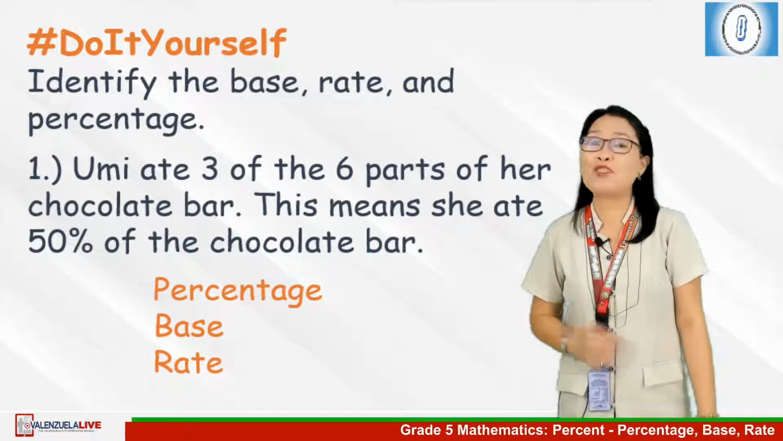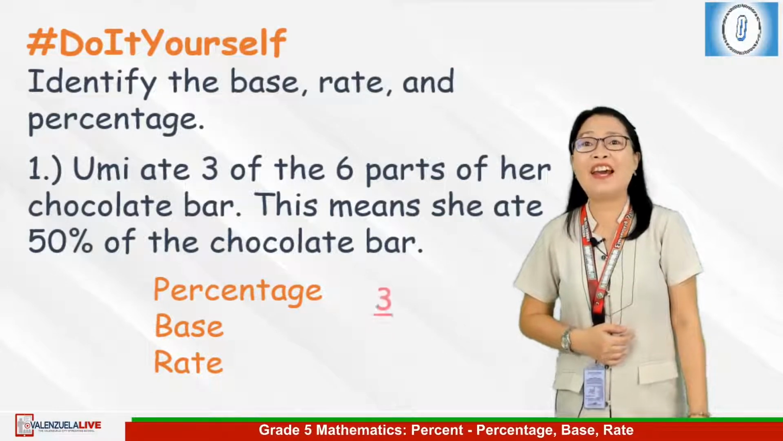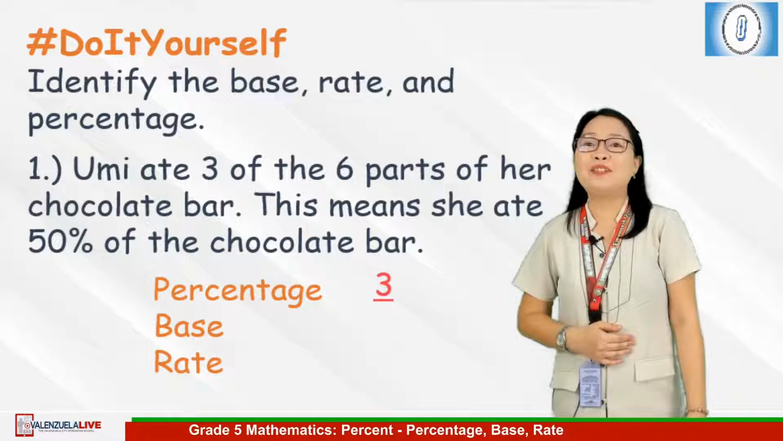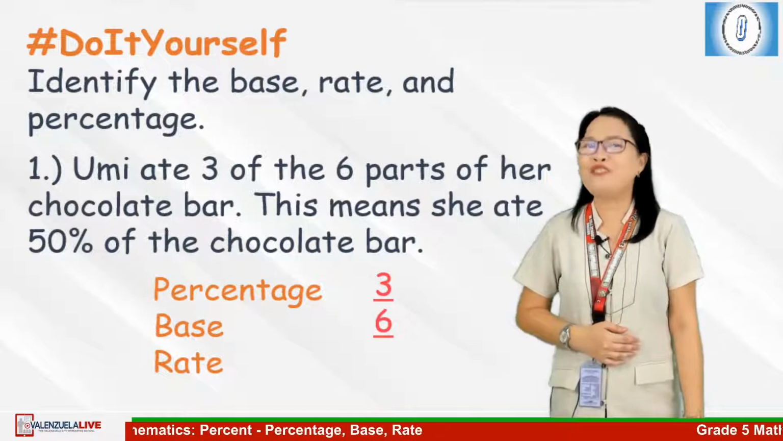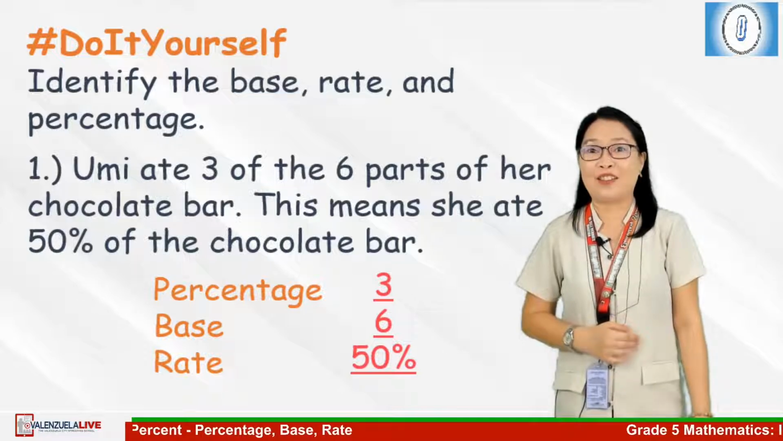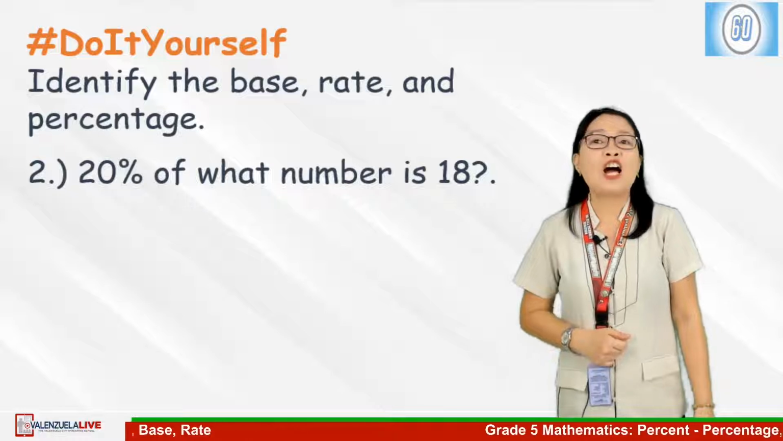Okay, time is up. Check your own work. Be honest. Okay, the percentage here is 3. The base is 6. You're right. And the rate is 50%. Did you get a perfect score? Okay, let's have number 2.